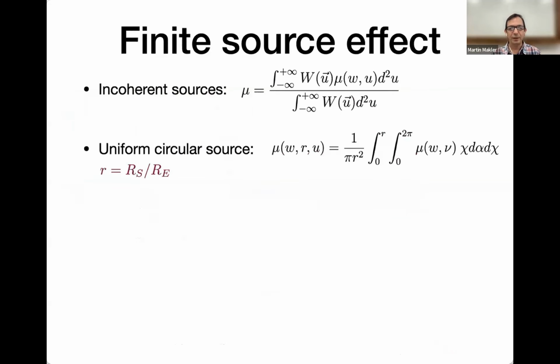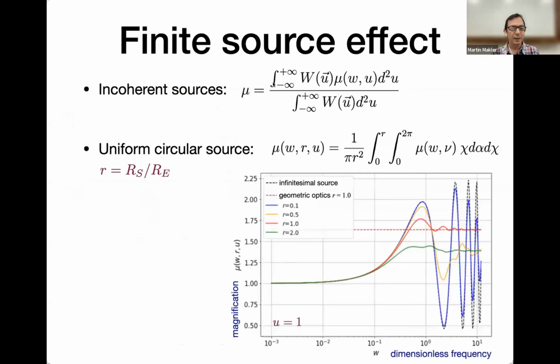However, finite source effects are important. So we need to consider the total magnification of the finite source, which for an incoherent source is just a mean. And we can see here in the plot that as we increase the size of the source, these oscillations get dampened. For a point source, there is no damping, and as we increase the size, we have this damping.